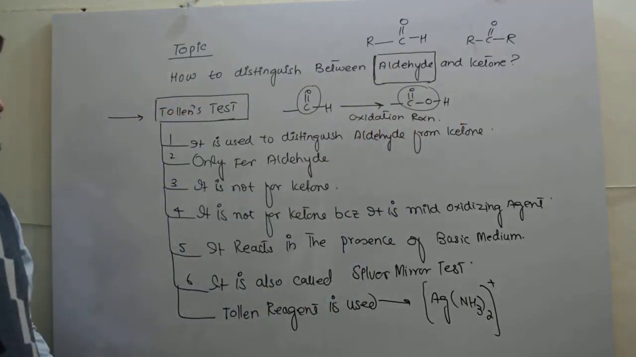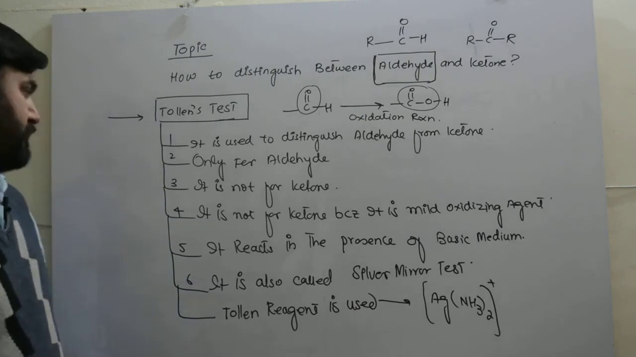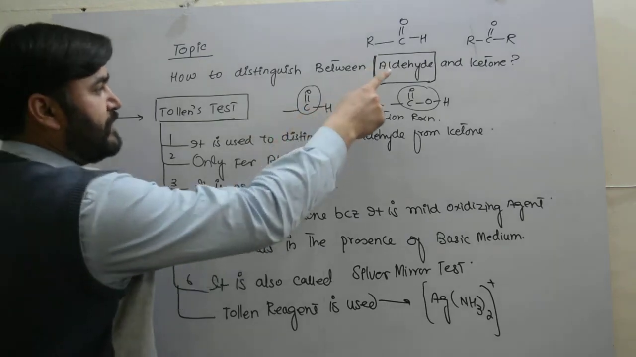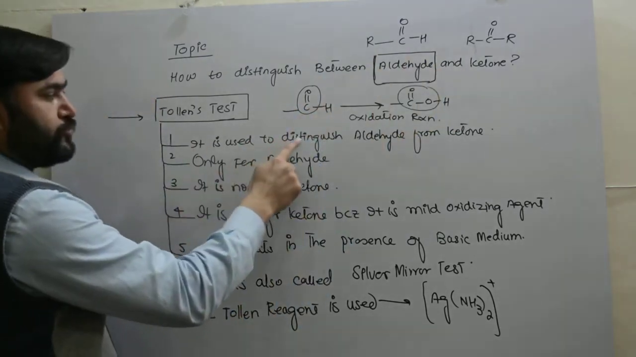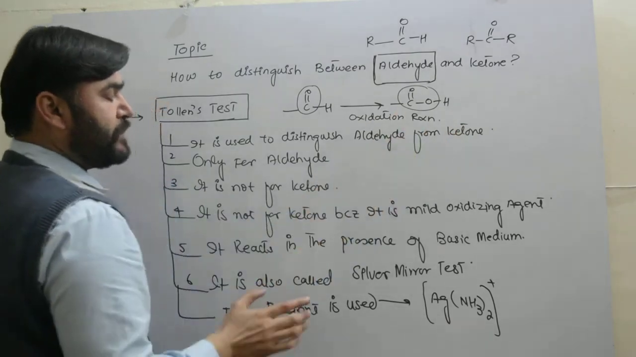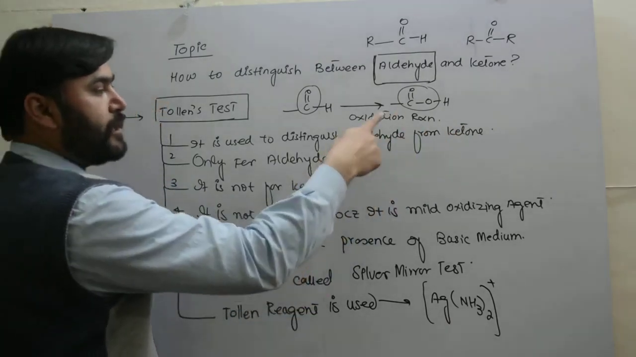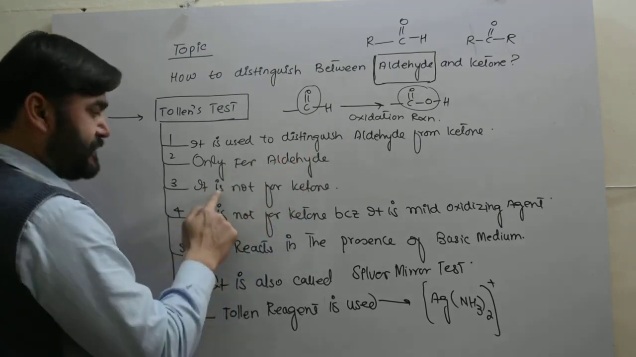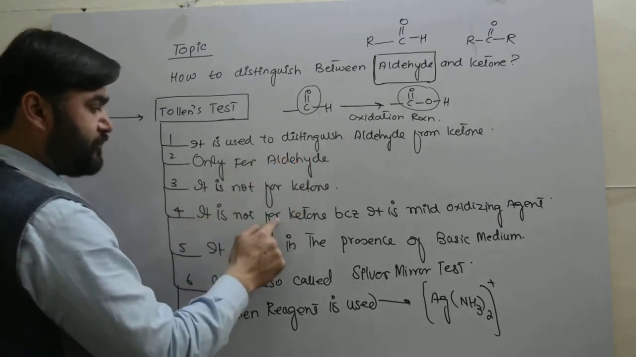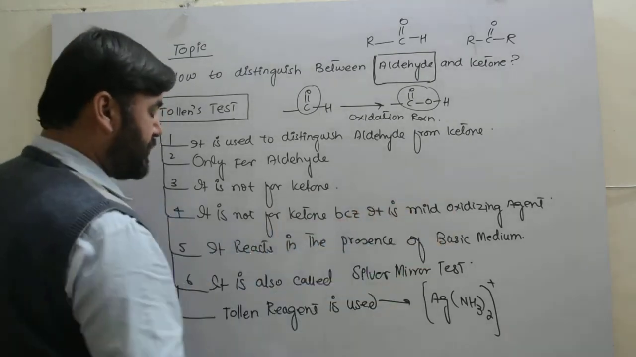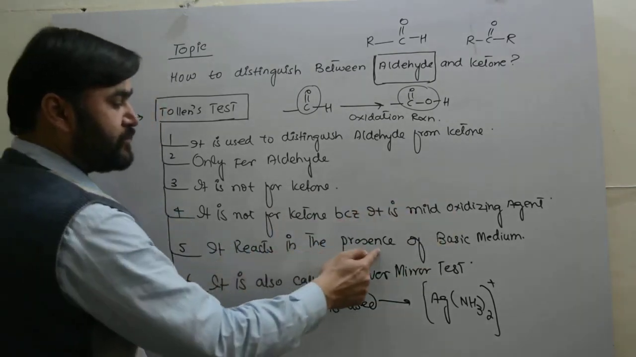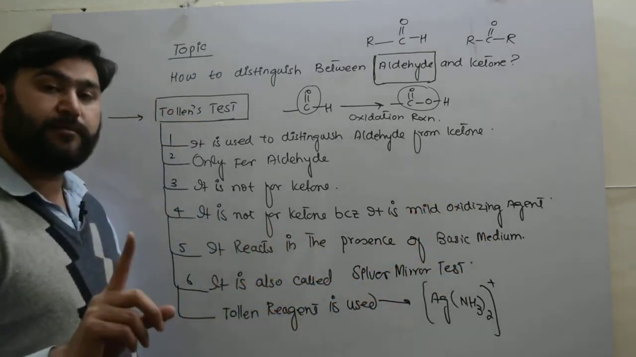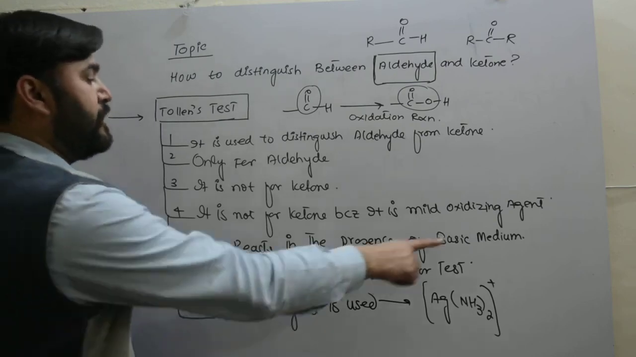So, let us revise it. Tollens' test is the test to distinguish between aldehyde and ketone. It is used to distinguish aldehyde from ketone. It means it only reacts with aldehyde, not with ketone, because it is a mild oxidizing agent. It reacts in the presence of basic medium. All the naming reactions, this is very important, are always involved in the basic medium.